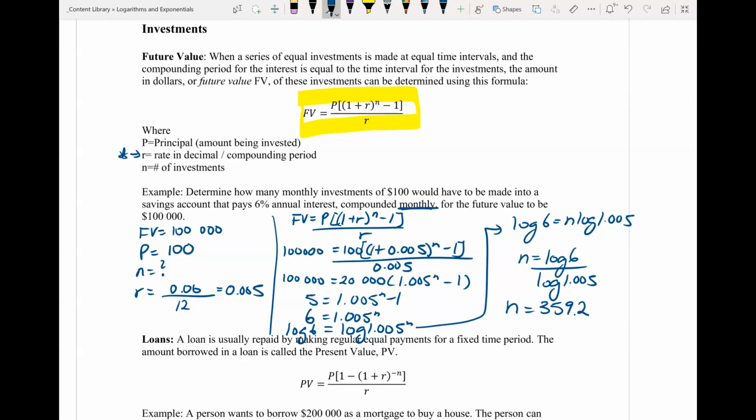And we are going to have to round this up, because if we made 359 investments, it won't be enough to cover $100,000 as a future value. So we're going to round up. So the number of investments is 360.